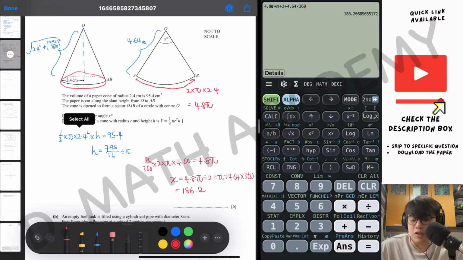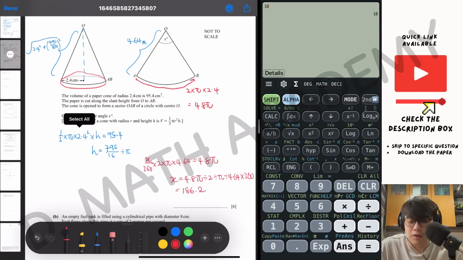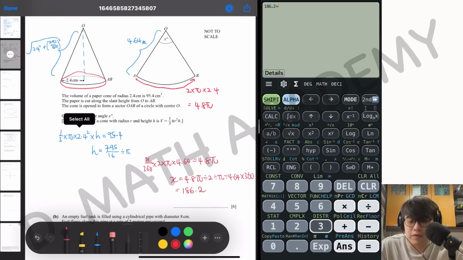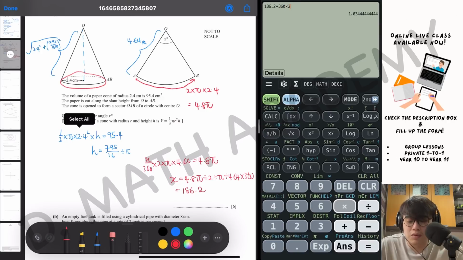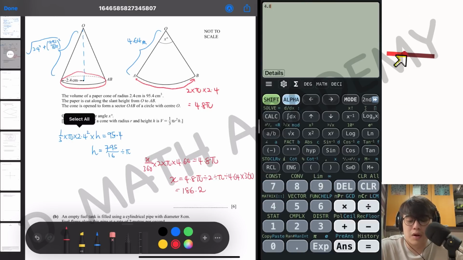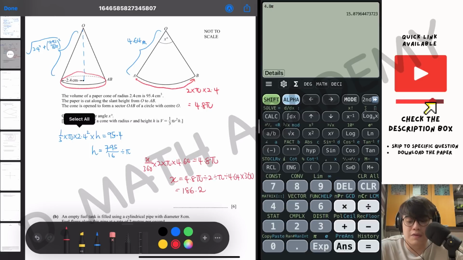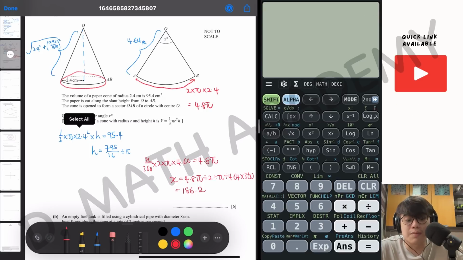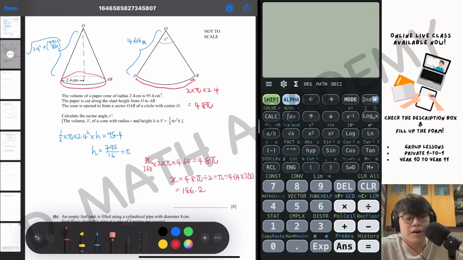Okay, you can actually double check now. Taking 186.2 divided by 360 times 2 times pi times 4.64. See whether it becomes our 4.8 pi or not. So 4.8 pi, when you key it in, it's 15 point something, which means it matches up. So this will be your final answer here.